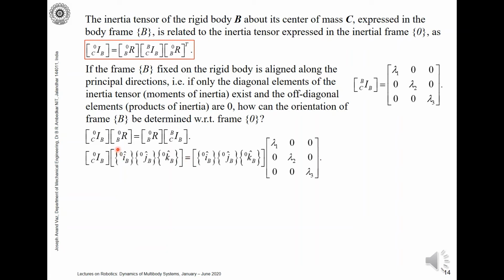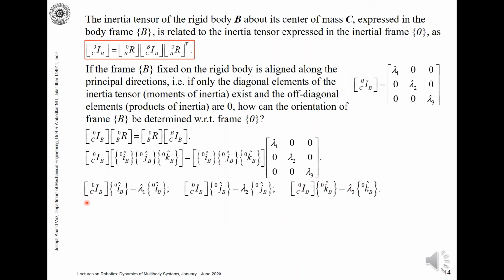If we elaborate on R, it can be broken into 3 columns. The ith column is I_B expressed in the frame 0, J_B expressed in the frame 0, and K_B expressed in the frame 0. So if we write it like this, you can see that I into this R matrix written in this form is equal to the R matrix written in this form operating on the diagonalized inertia tensor, which is expressed in the frame B.